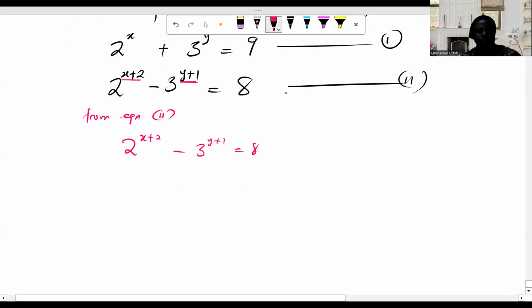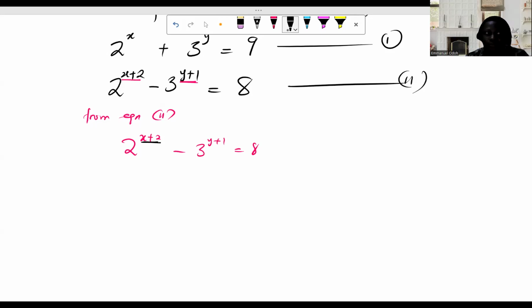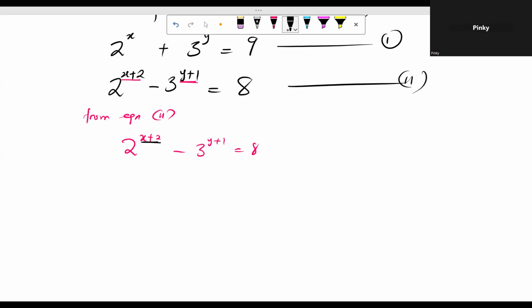Now, remember, in our laws of indices, when do we add the powers? Because this is addition. When do we add the powers? When the bases are the same and you are multiplying both the indices, right? Yes, sir.